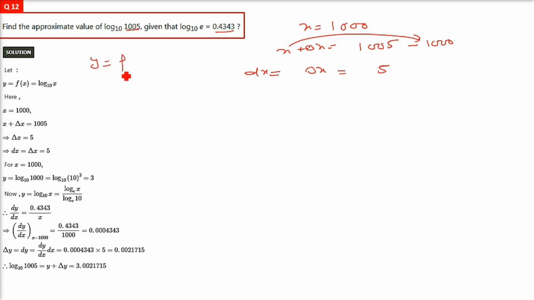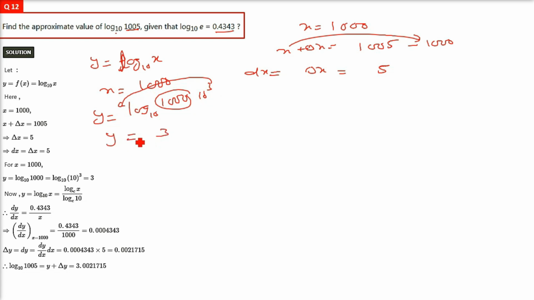So y is f(x), which is log base 10 x. So this log base 10 x, x is equal to 1000 that we assume. So y will be equal to log base 10 1000. So this is nothing but 10 to the power 3. 3 comes in the front, log base 10 10 is 1. So y is 3 for the assumed value 1000.